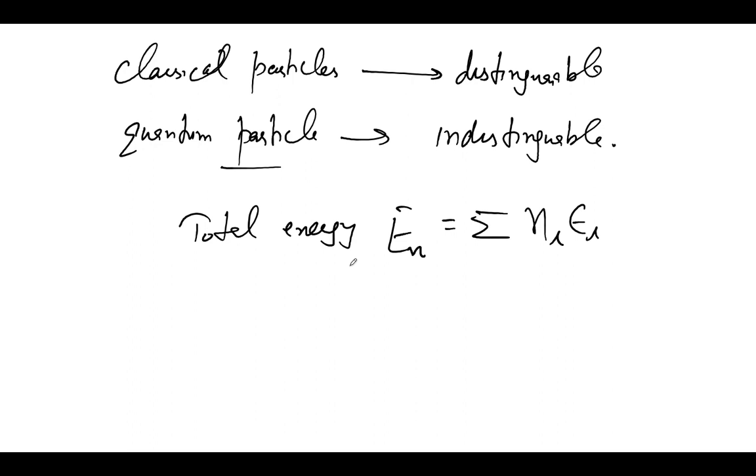So in classical statistics, we find out the partition function of a single particle, and from that we derive the partition function of the n-particle system by considering the summation up to the order of n. But in quantum statistics, it is necessary to use the partition function for the system as a whole.